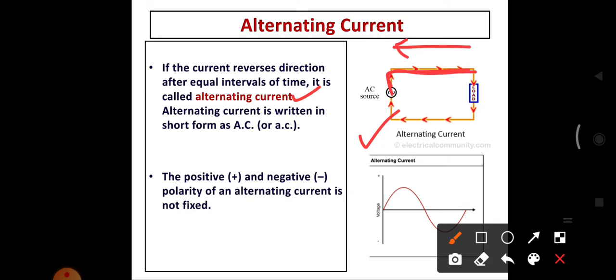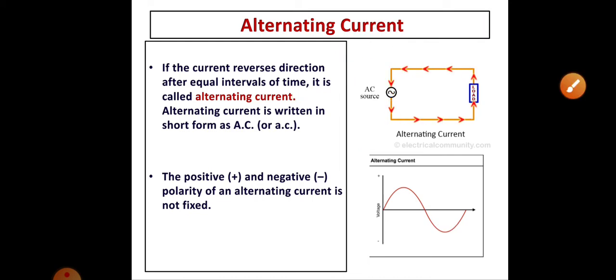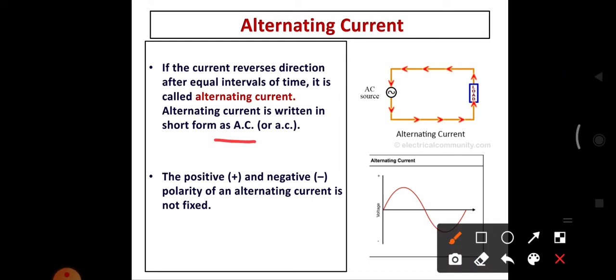So now when it is moving this direction, the current is positive to negative. When it moves this direction, this is a positive to negative. So the polarity of the battery is changed. So such type of currents are called alternative current. Alternative current is written in short form, capital A dot capital C or small letter a dot c.